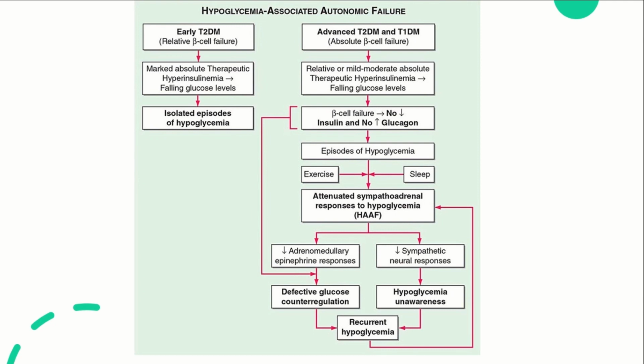So there might occur relative or mild to moderate absolute hyperinsulinemia causing a fall in blood glucose levels. As there is absolute beta cell failure, there is no decrease in insulin or increase of glucagon in response to falling blood glucose levels, thus leading to episodes of hypoglycemia. With repeated episodes of hypoglycemia during exercise or sleep, attenuation of the sympathoadrenal response to hypoglycemia occurs. This leads to decreased adrenomedullary epinephrine responses and decreased sympathetic neural responses, which cause defective glucose counterregulation and hypoglycemia unawareness, ultimately resulting in recurrent hypoglycemia.